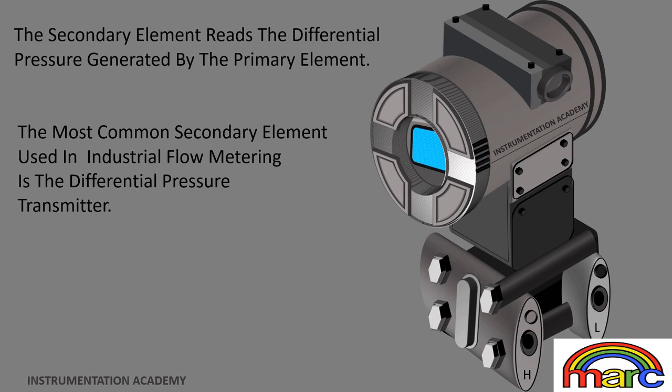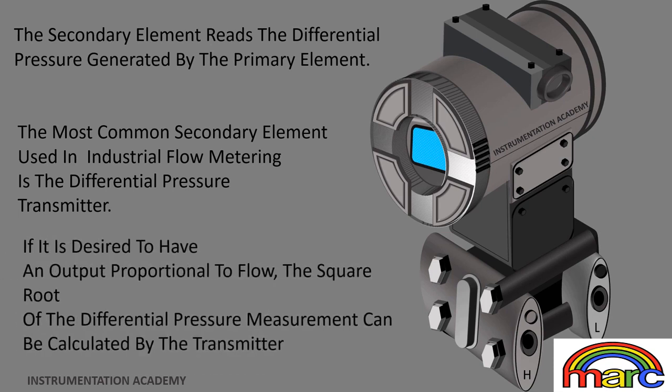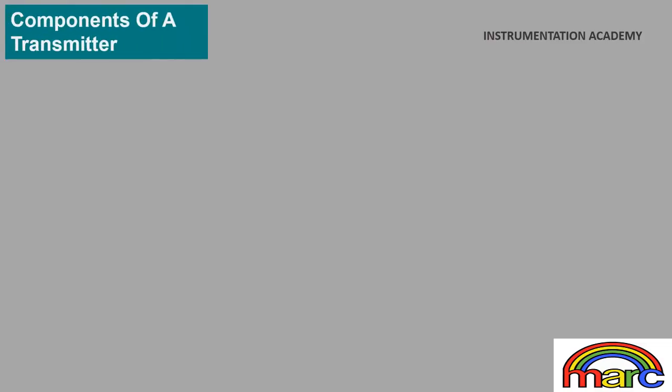Differential pressure transmitters are designed to convert the mechanical pressure signal into an analog or digital signal and convey it to the control system or panel. This figure shows a simple differential pressure transmitter. If it is desired to have an output proportional to flow, the square root of the differential pressure measurement can be calculated by the transmitter. Components of a transmitter.